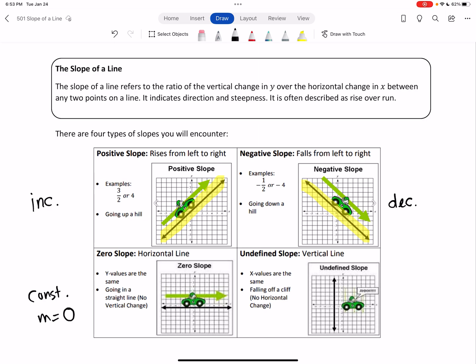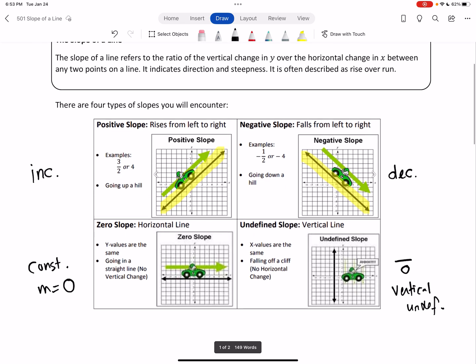We often use the letter m to represent slope. And then a vertical line has no slope. It's an undefined slope. The slope doesn't exist. Basically what happens is there's zero change in the run, in the x values, and so you're dividing by 0. That's when you think about vertical or undefined slope.